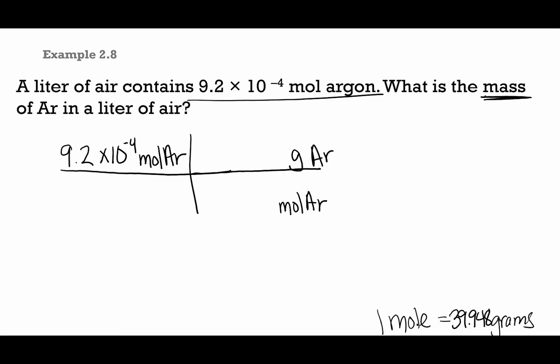So the number 1 is attached to mole, so that's going to go on the bottom. And the number 39.948 is attached to grams. Multiply across the top, divide by the bottom. So we're going to have 9.2 times 10 to the negative fourth times 39.948 divided by 1. And my calculator spits out this.